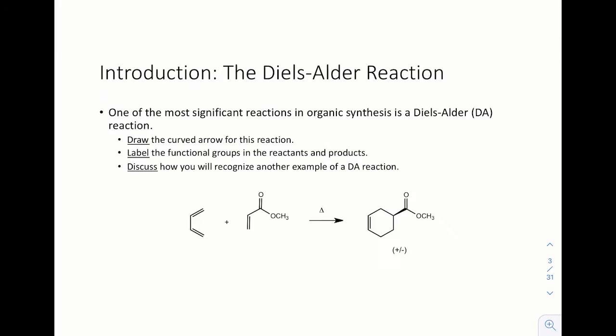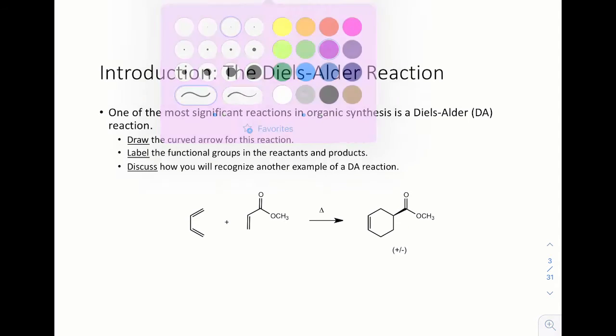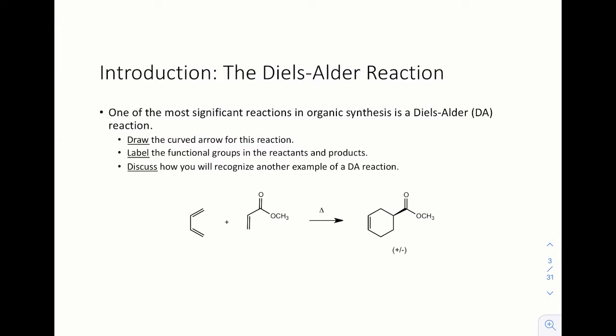Ooh, fun. As I mentioned, the Diels-Alder reaction is one of the most significant reactions in organic synthesis. And again, that's because it generates this six-membered ring. Let's start by drawing the curved arrows for this reaction, labeling the functional groups, and thinking about how you'll recognize an example of a Diels-Alder reaction.